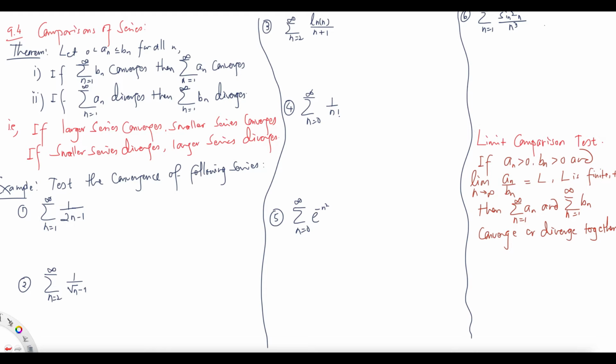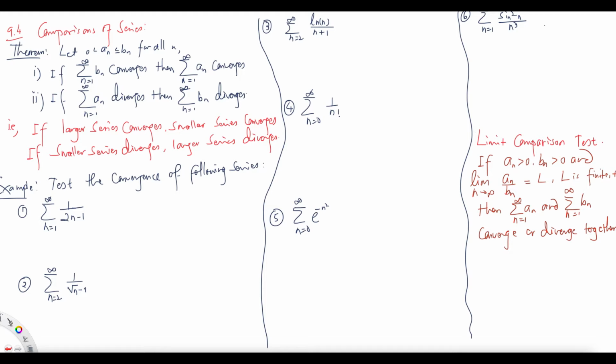Also, that result implied the p-series test. That means if there is a series of 1 over x to the p, or you can say n to the p, then the series converges if p is greater than 1, and the series diverges if p is less than or equal to 1. This result was given by the integral test.